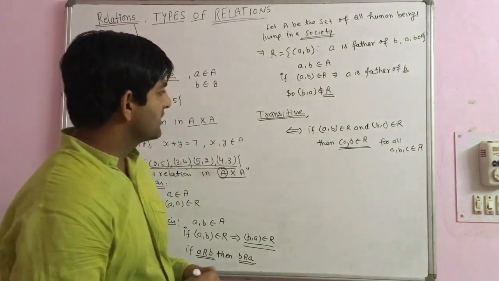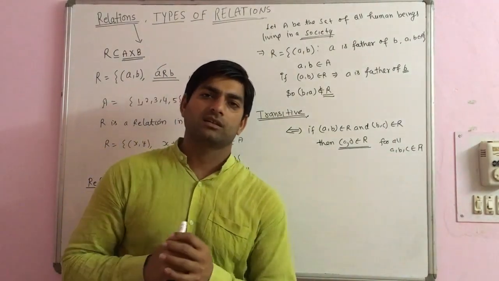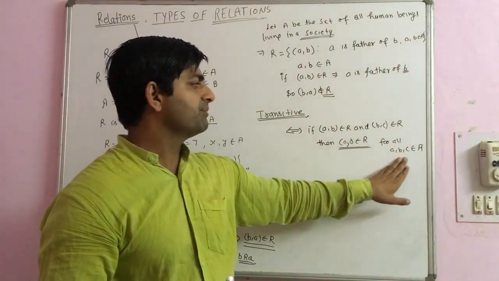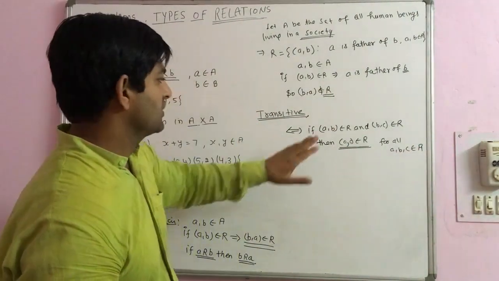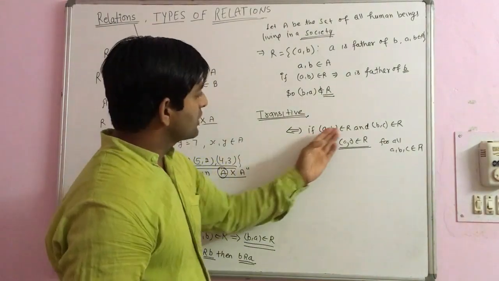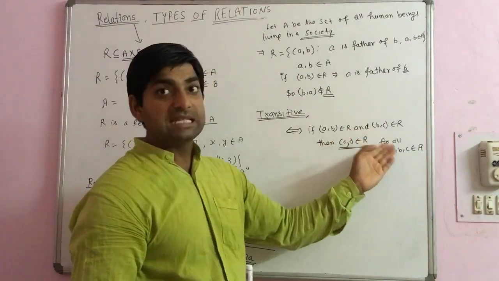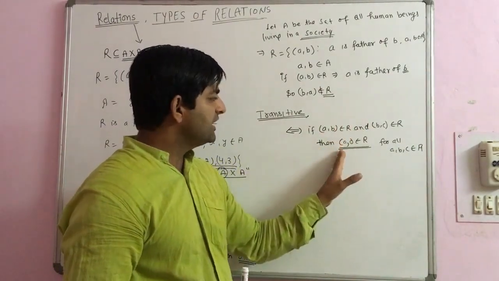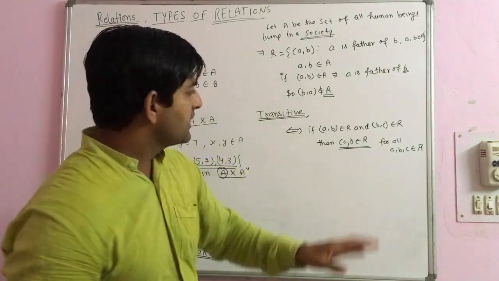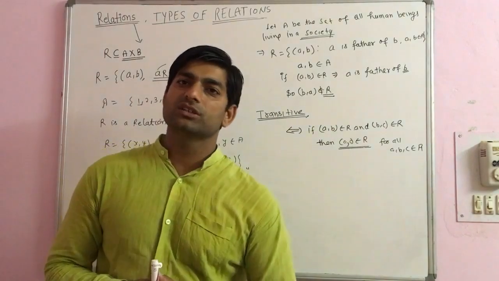Now, what we are taking here is three elements A, B and C. This is the working rule: we take three elements A, B, C, and first we assume that the two conditions hold, AB is in R and BC is in R. Then we need to check whether AC is also in R or not. If AC is in R, then it is a transitive relation.